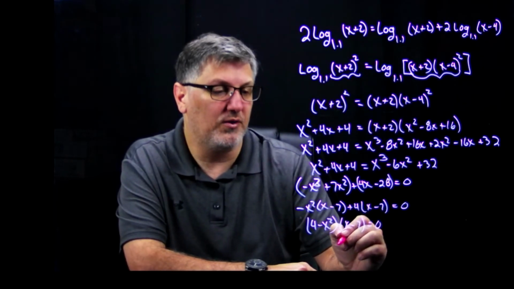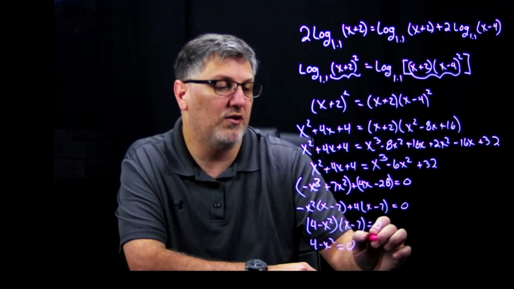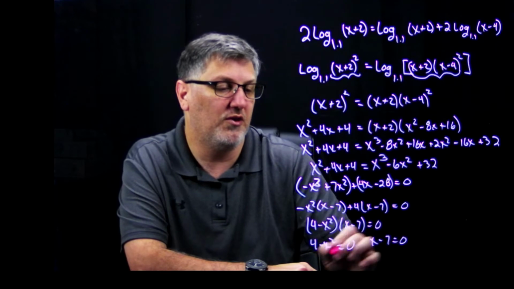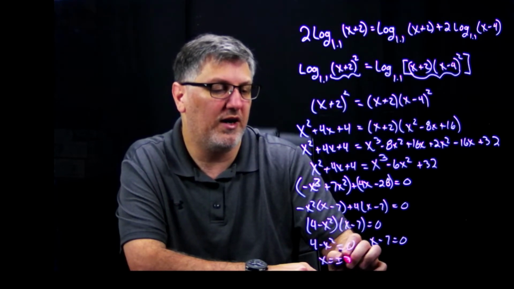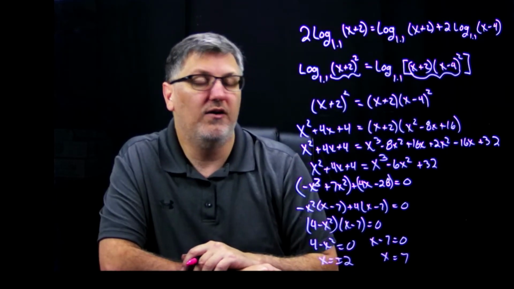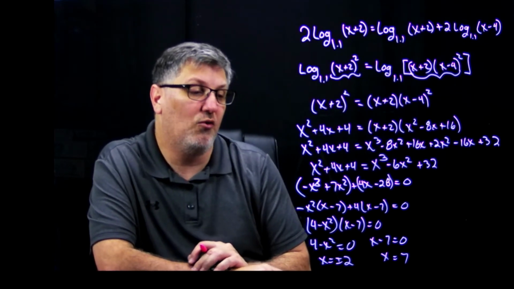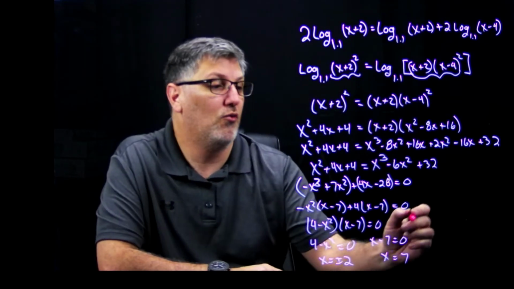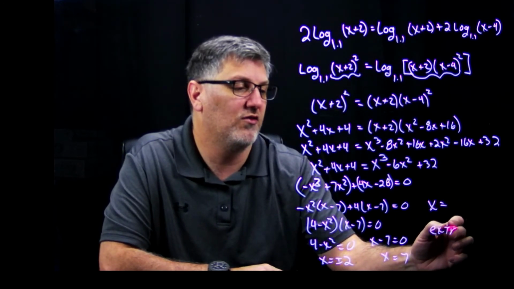From here, we just simply use our zero product property. We have 4 minus x squared equals 0 and x minus 7 equals 0. We can see that this is going to be x equals plus or minus 2 and x equals 7. All right, now that I have possible candidates for a solution, I need to figure out which ones are my answer. So what does x actually equal, and do I have any extraneous solutions?